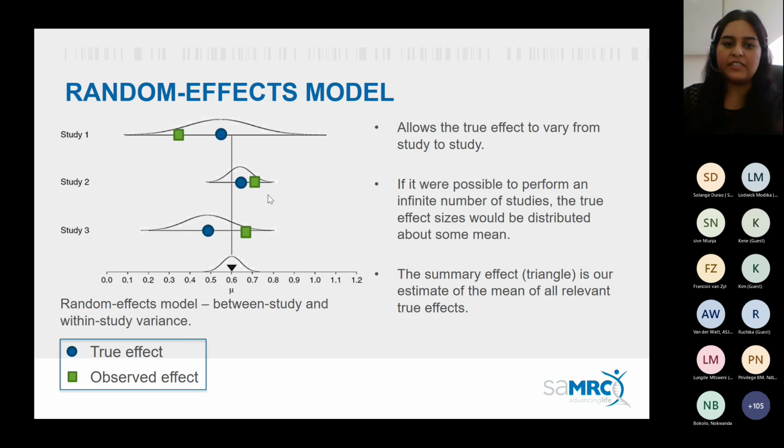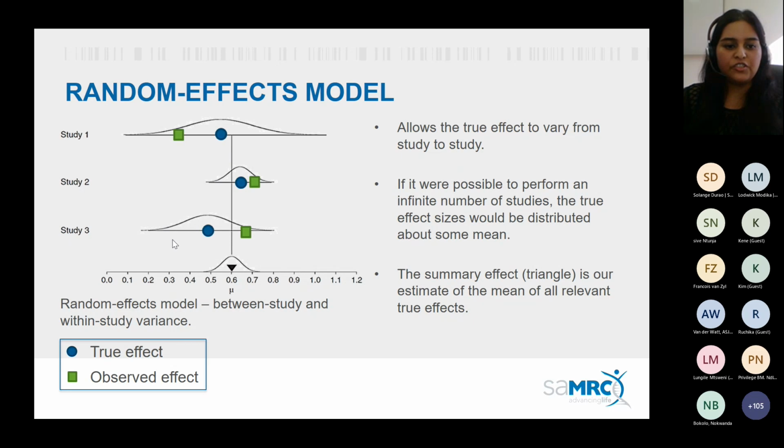The second model we have is the random effects model. And since the studies will differ in terms of participants and interventions, among other reasons, there may be different true effects sizes underlying the different studies. So the random effects model allows the true effect to vary from study to study. So in study 1, we see that the true effect for this study was 0.55. And study 1 tried to estimate this with their study, and they got an observed effect of 0.35.